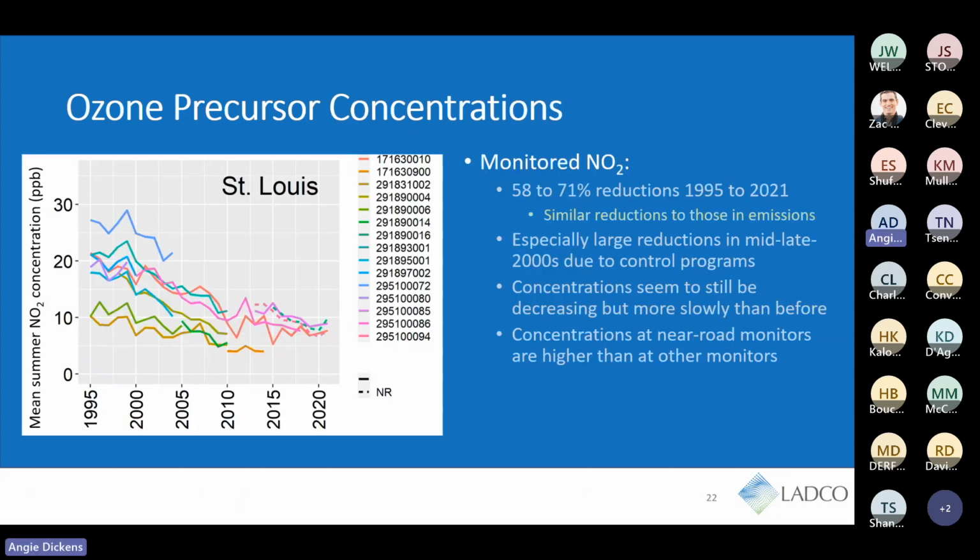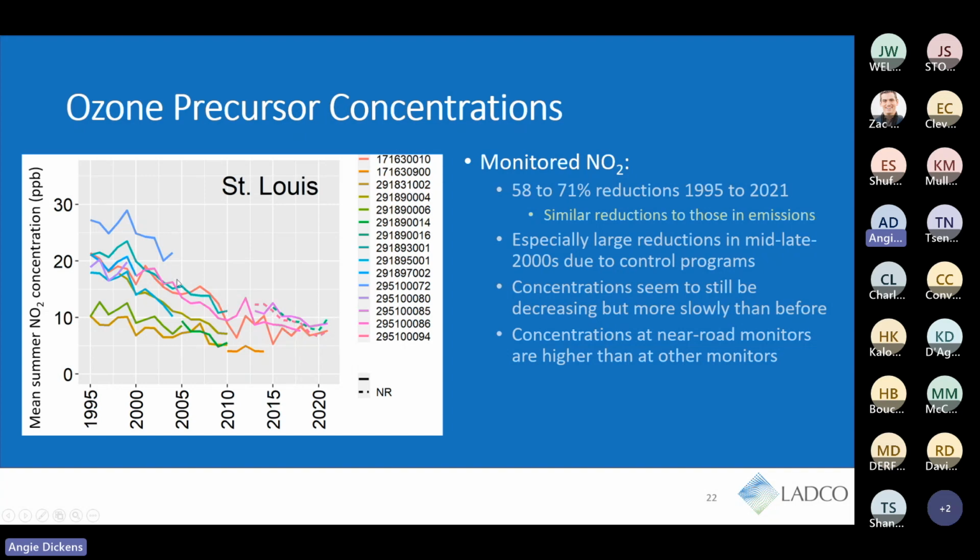And shifting gears again, we're still looking at ozone precursors, but now we're looking at the monitored concentrations. I'm showing NO2 concentrations for St. Louis as an example. The report has them for all the areas. This is all the monitors that monitored NO2 for at least 5 years, and they're color-coded by the monitor. One thing to point out is that the dashed lines are the near-road monitors here. There are 2 near-road monitors in St. Louis.